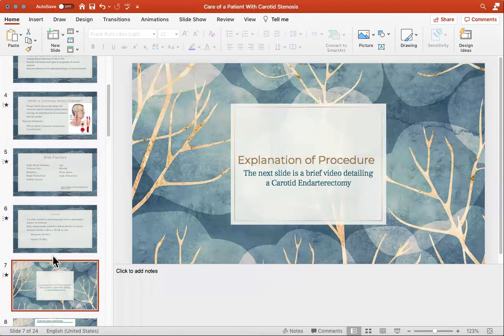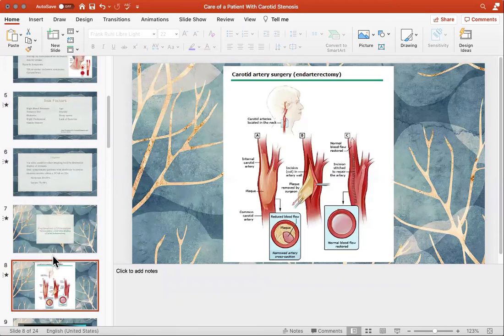So, a little bit of an explanation on the carotid endarterectomy procedure. Here is a diagram to help explain. As you can see in this patient, you have a plaque going into the common carotid artery, into the internal, and a little bit into the external artery.